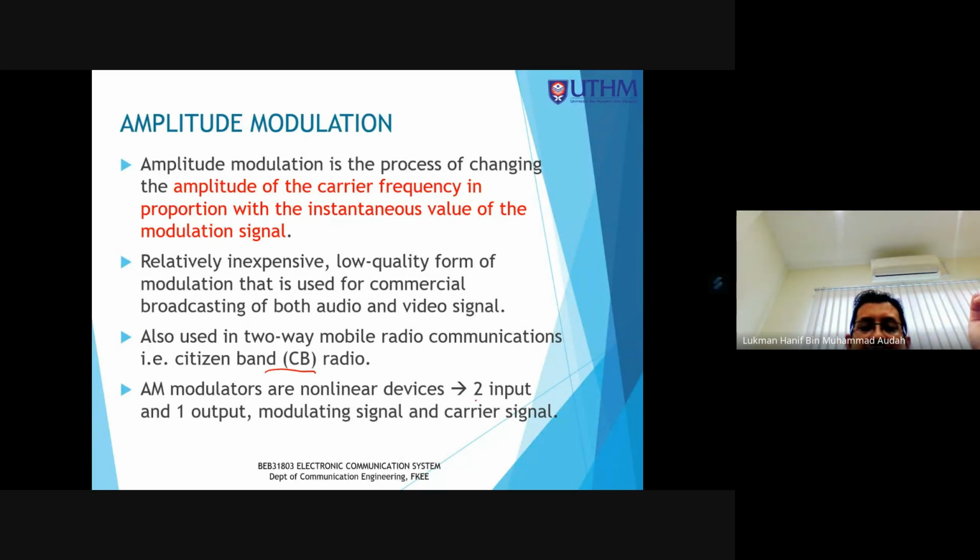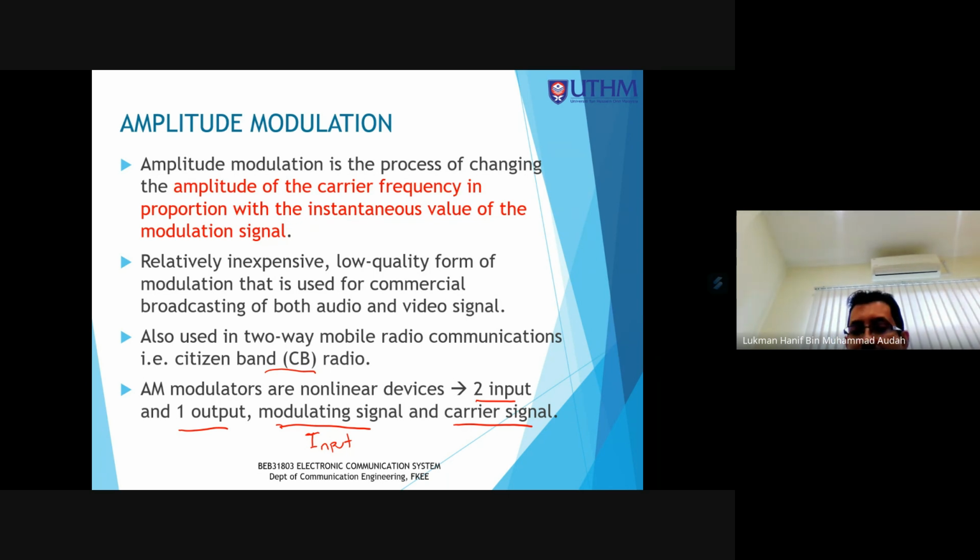We need to have at least two inputs, and we produce one output. So what are the two inputs? It is the modulating signal and also the carrier signal. In your lecture notes, you might see that the input signal is named the modulating signal. So this is the input actually. In your lecture notes, you're going to see modulating signal, message signal, modulation signal. That is actually referring to the input signal.